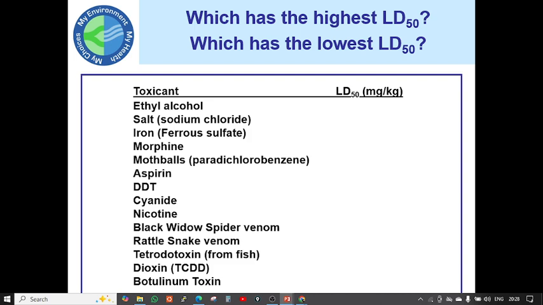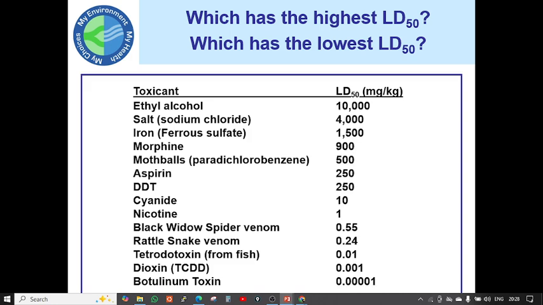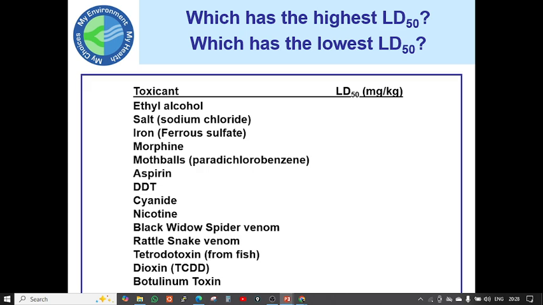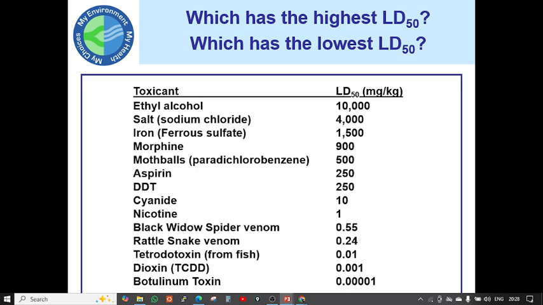Which has the highest LD50, which has the lowest LD50? These are the names of different toxicants, and the toxicants have different LD50 doses. Ethyl alcohol. What is ethyl alcohol? This is the alcohol most people consume, because Gujarat is a dry state, so they go to Rajasthan and Daman for consuming this kind of alcohol. So for alcohol, the LD50 is 10,000 mg per kg, which is so high.